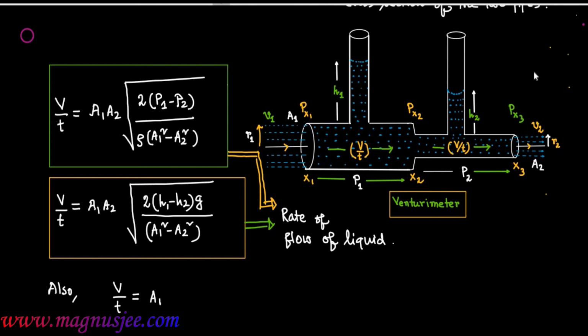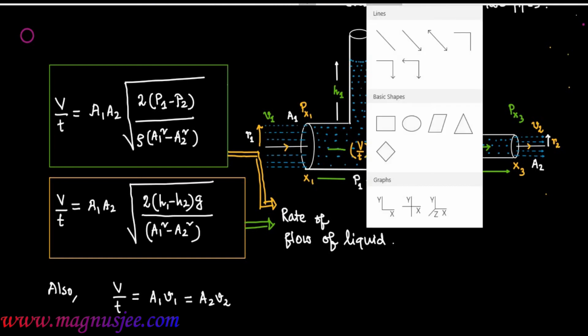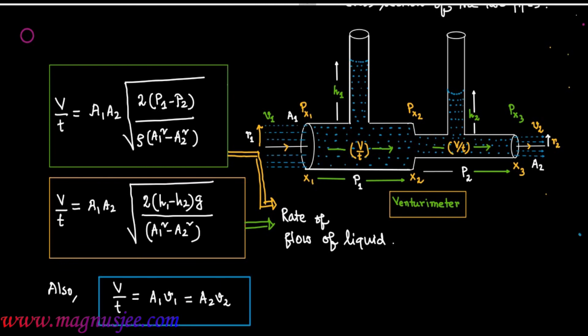Also, V/T = A1V1 = A2V2. That means volume by time is the product of area of cross section and velocity of flow of liquid. So this is also another formula of rate of flow of liquid through the Venturi meter.